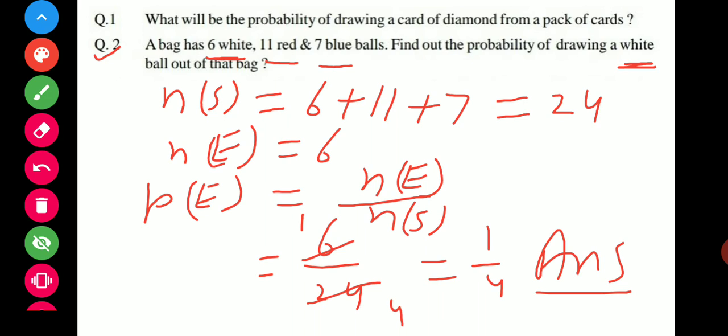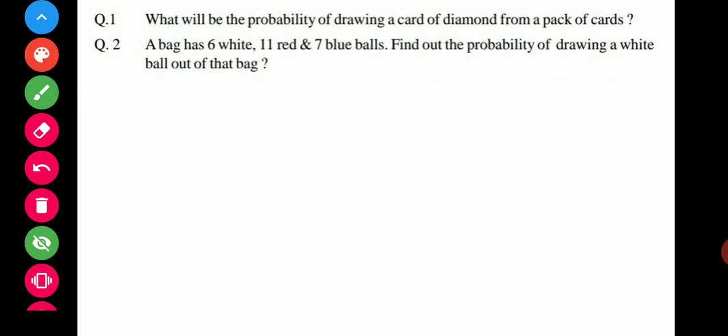Probability, that is the happening chance. How much percentage of happening chance? किसी भी घटना के होने की probability, मतलब कितने chances हैं उसका हो जाए. So your second question is completed. Now come to the third question.